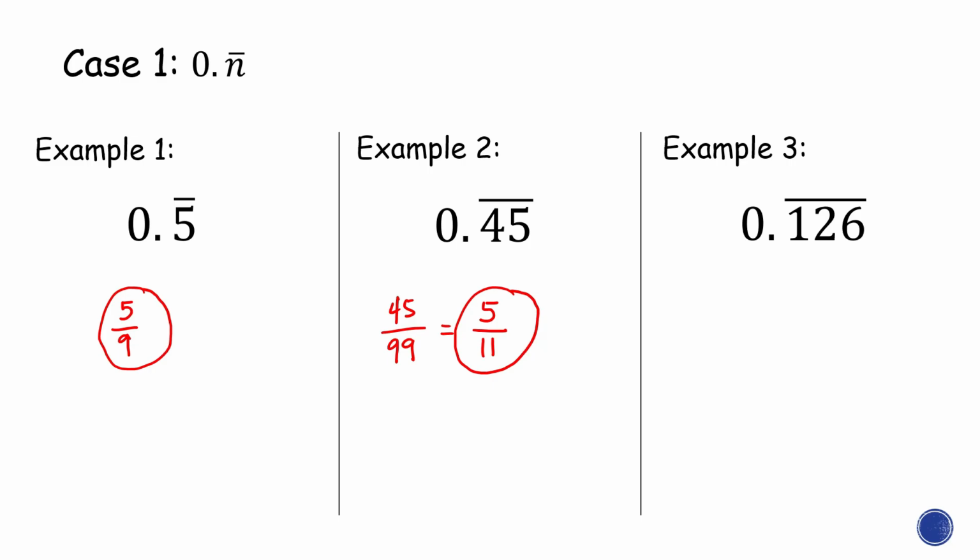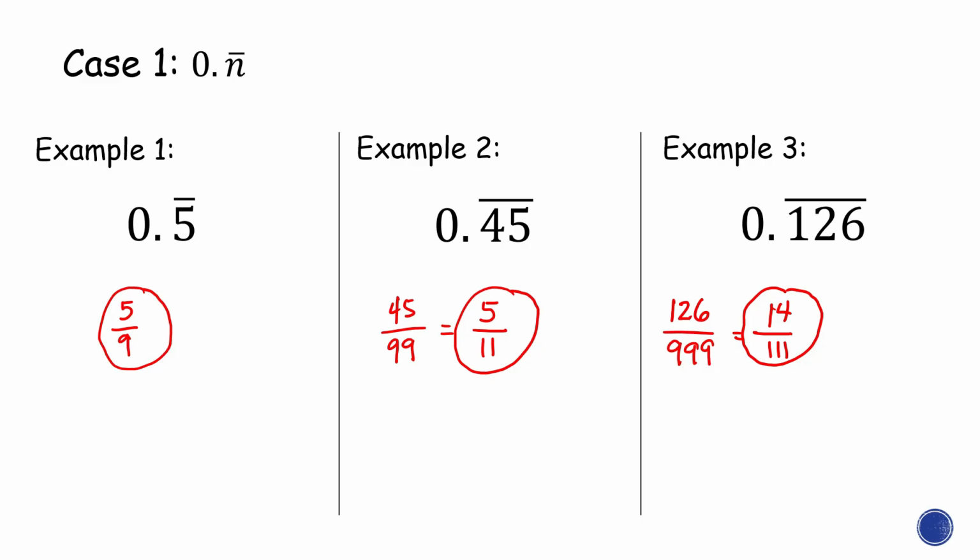So with my third example, there are three repeating digits here, 126. If you follow the pattern, this is just 126 over 999. And again, both 126 and 999 are divisible by 9, so that means we can simplify this. 14 over 111. You can actually check your calculator if my answers here are correct.